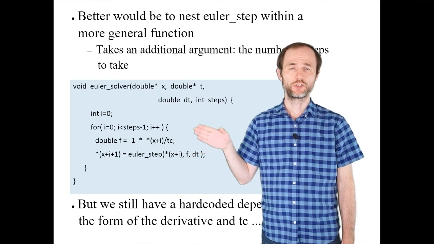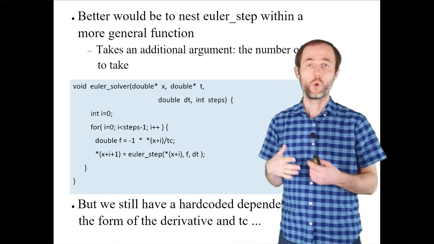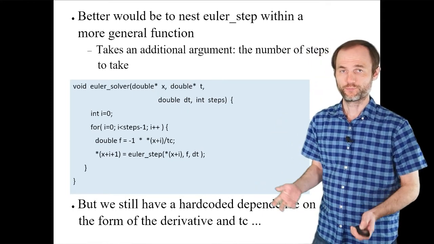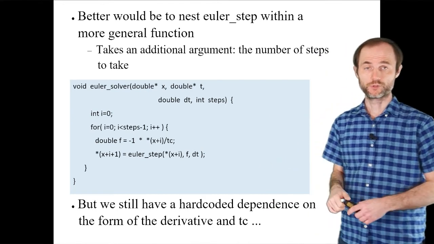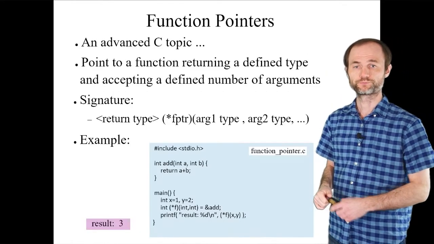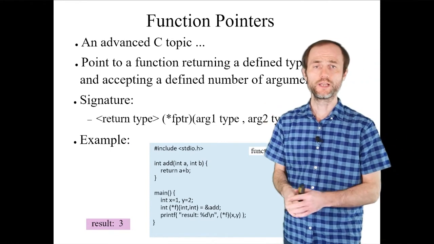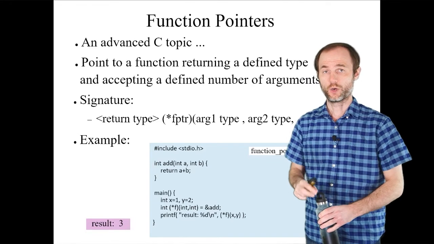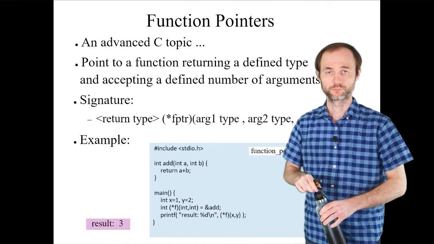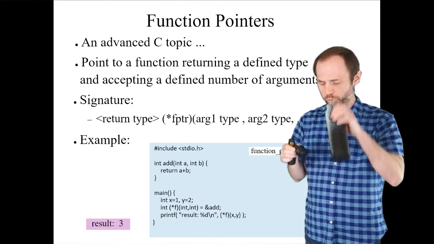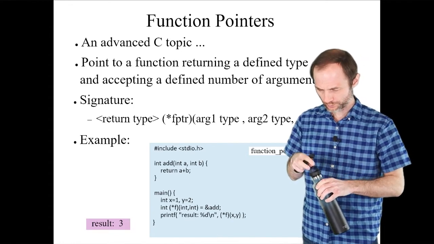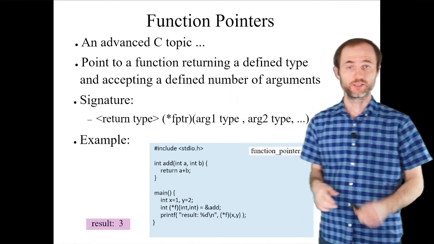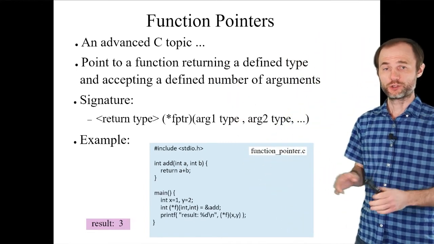It would be really nice to keep our method general so we are not stuck with solving for the radioactive decay forever. There are so many other interesting problems that we could use this method for. So for that, we would like to provide a function as an argument to our solver. This is pretty advanced stuff in C, but we're going to get through it.